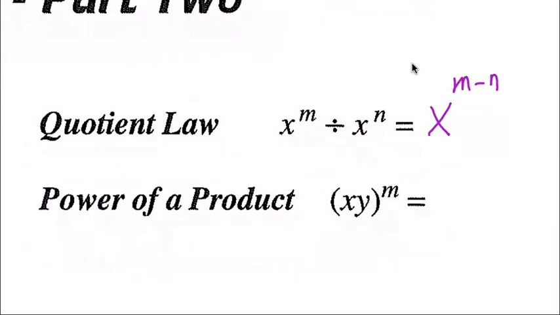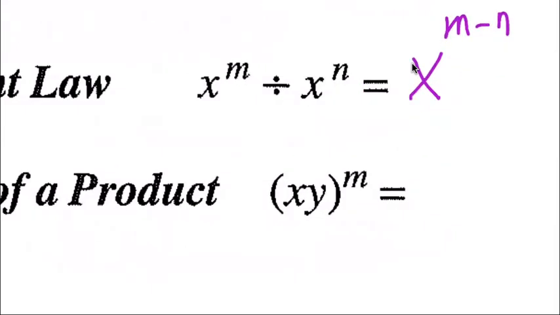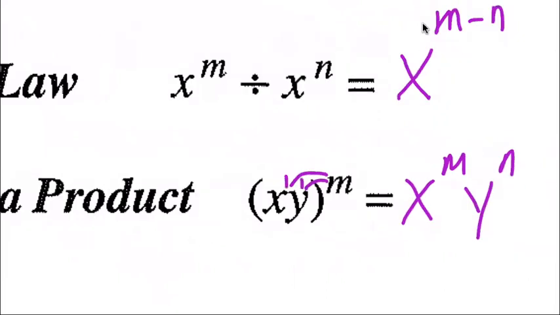And our last one, power over product law, is basically our power of a power rule, but we can apply this m to both the x and the y. So this becomes x to the m, y to the n. And again, you'd multiply those exponents together. There's a 1 here, never write it. Sometimes it's more than 1 and you would just multiply them.